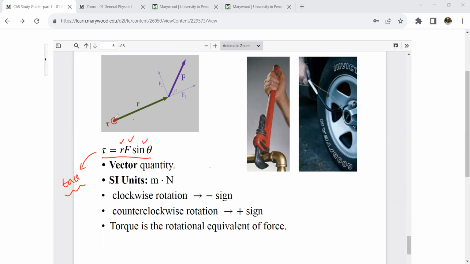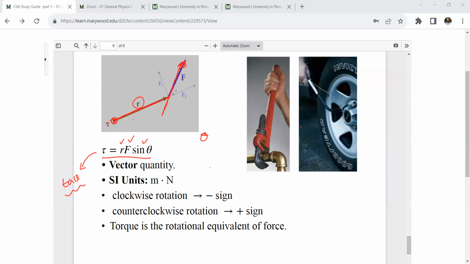So for example, let's say this is the axis of rotation, and this is the lever arm. You apply a force here in this direction, so this is the force. Now what is theta? We know this is the lever arm, the distance from the axis of rotation to the point where the force is applied, and the force is applied here. Now what is the angle? I said that theta is the angle between R and F.